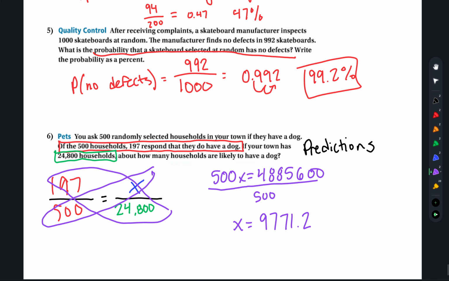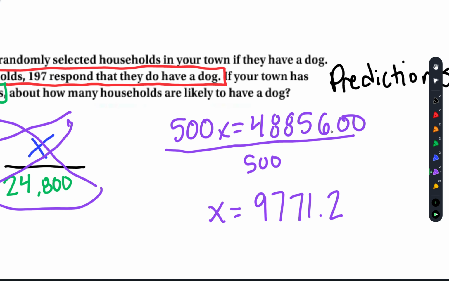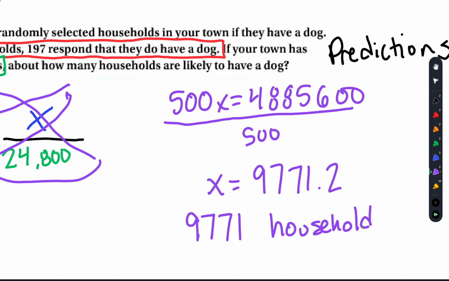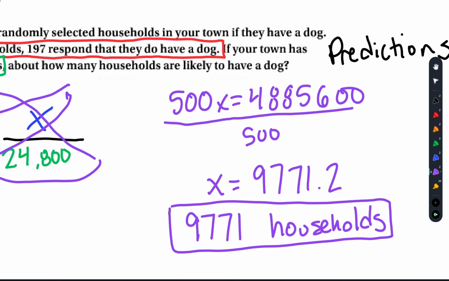How many households are likely to have a dog? Can I have 0.2 of a household? No. So what should I round to? Down. But that also would be accurate, as accurate as going around. You've got to go around. Yes, not as accurate as actually going around, but it's a good prediction. Any questions?